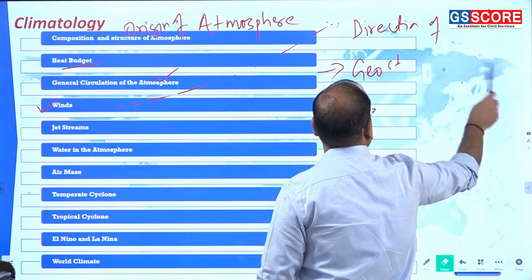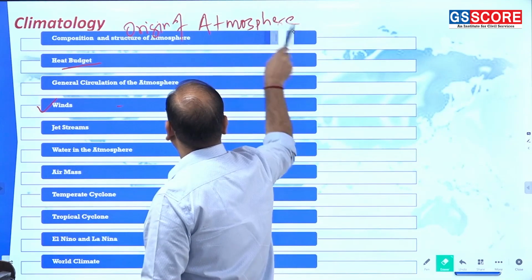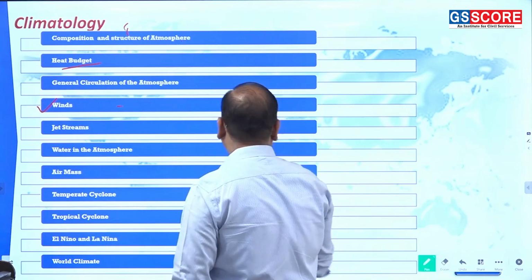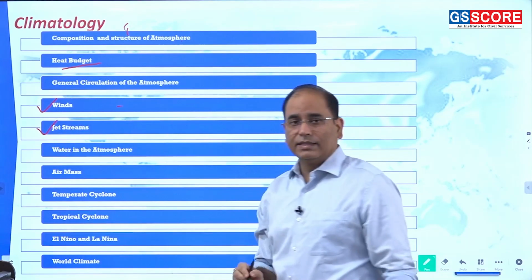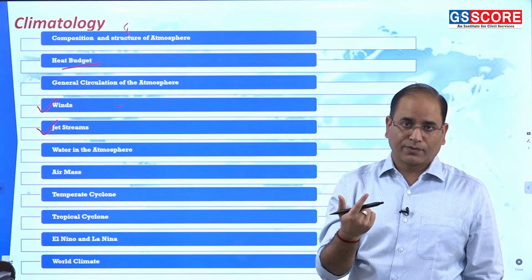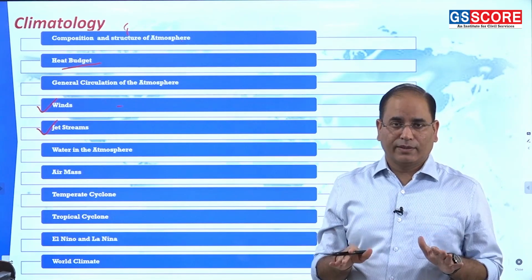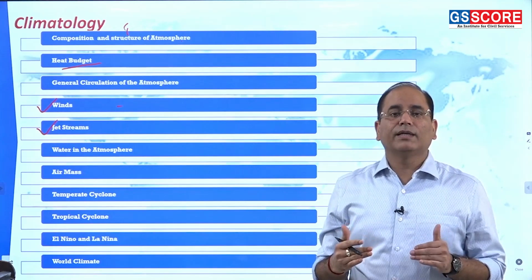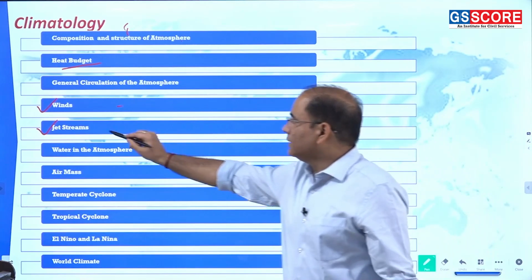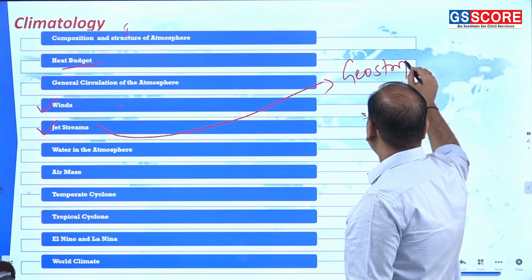Moving to the next topic that you are supposed to study in this climatology. The next topic is the topic of jet stream. Jet streams are also part of this atmospheric circulation. Like how on the surface, horizontally moving air is known as the wind, similarly, in the upper atmosphere also we have the wind that is known as geostrophic wind, and these geostrophic winds are also known as jet stream.